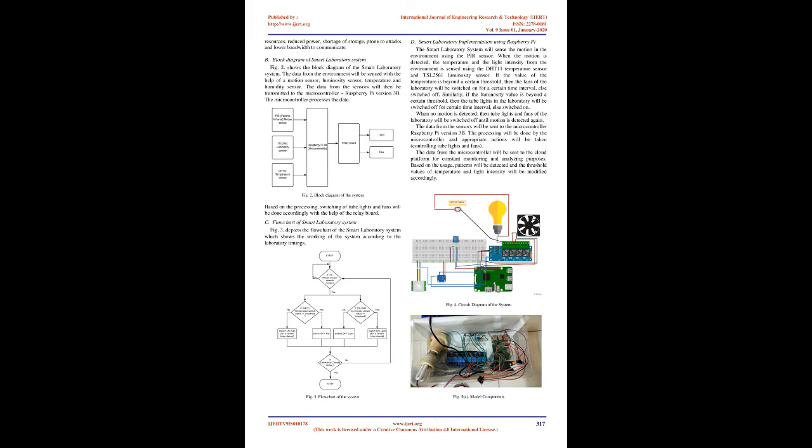Reference 5 shows a secure and smart laboratory implementation with a wireless sensor network, WSN. The system is implemented using an ambient lighting module. It uses a passive infrared sensor, PIR, and an environment sensor, ES, for security. The difficulty faced by the system is that WSN has limited computation, lack of communication resources, reduced power, shortage of storage, is prone to attacks and has lower bandwidth to communicate.